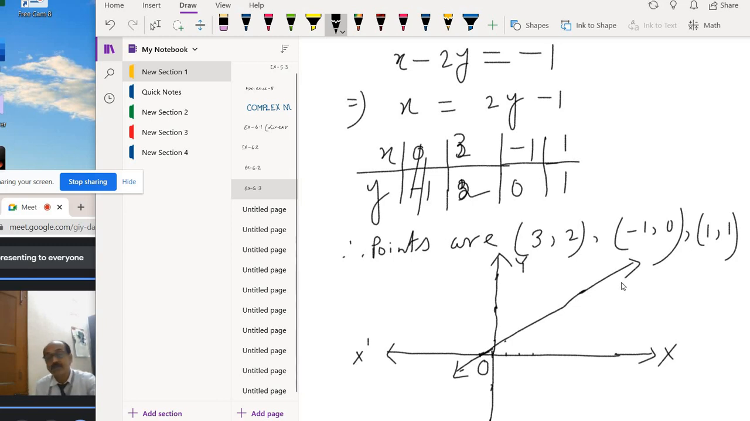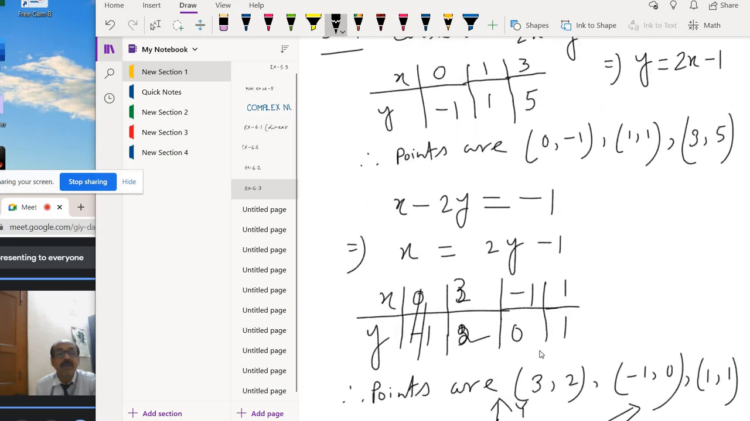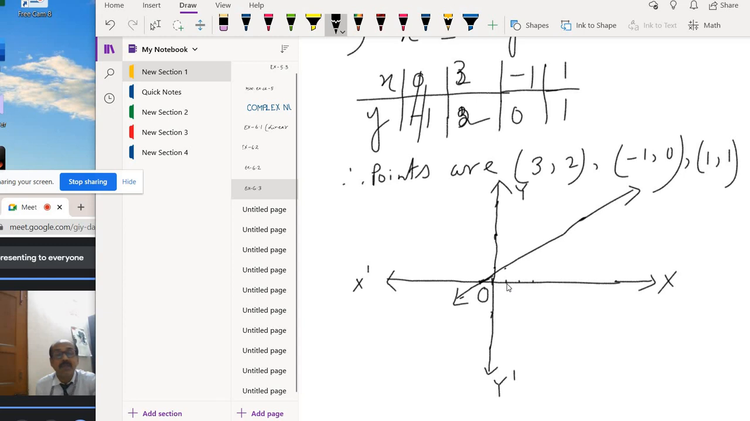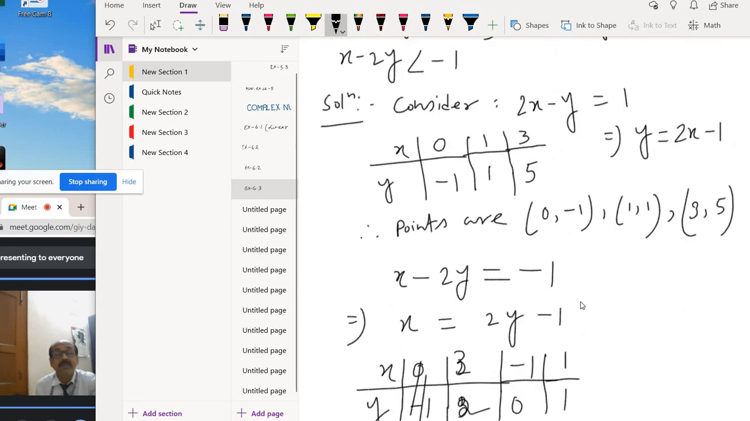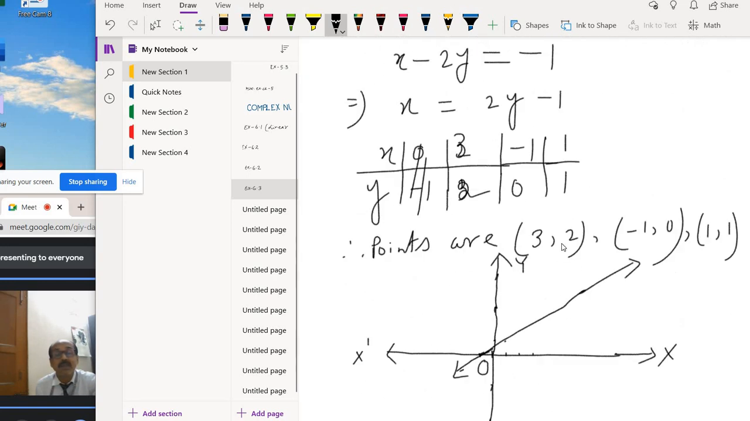This straight line, first one, okay? Now the second line, first point (3, 2), then (-1, 0). So this is (-1, 0), this point, x minus 1, and this point is (0, -1), y minus 1.